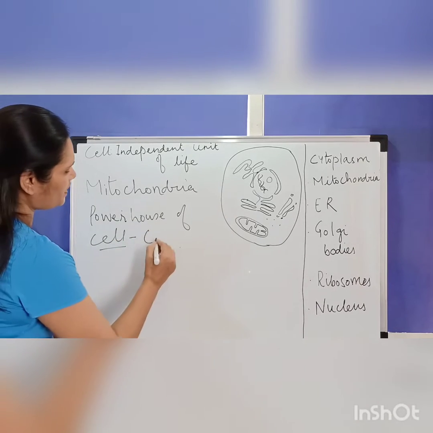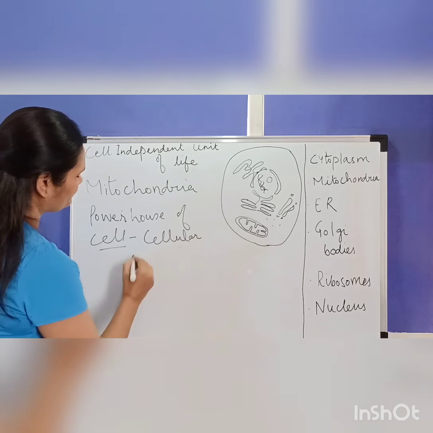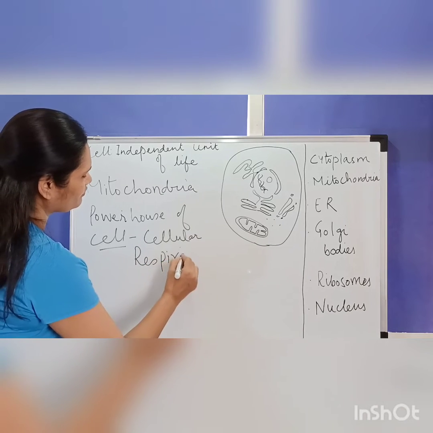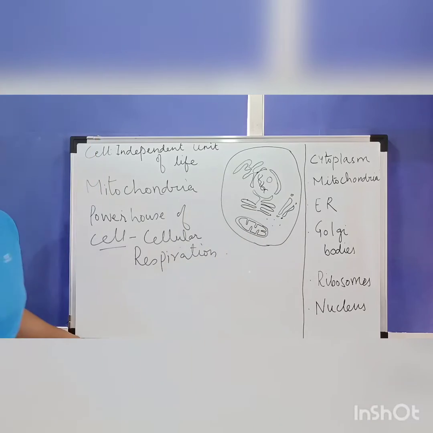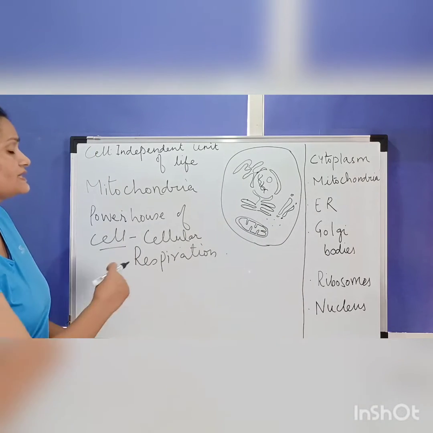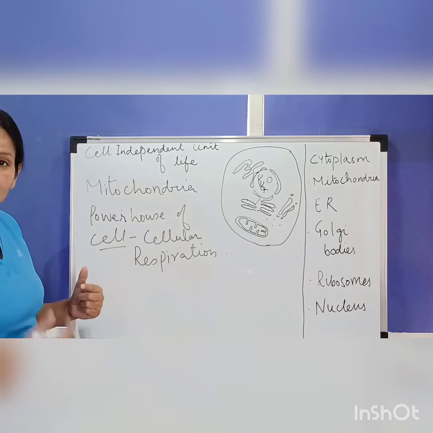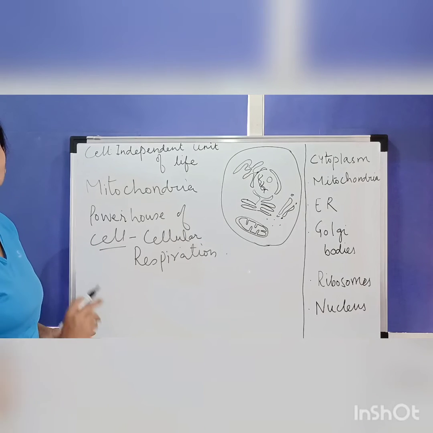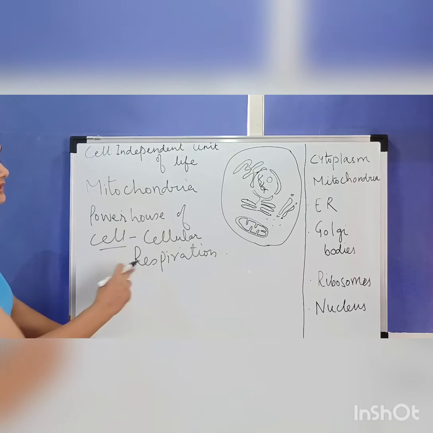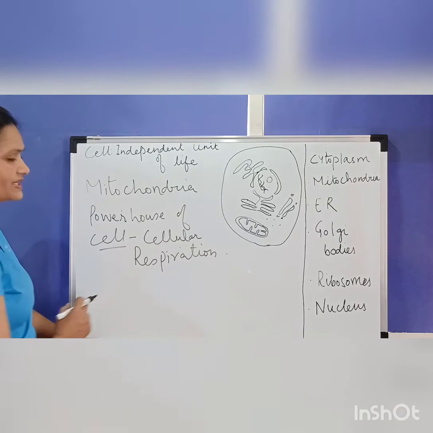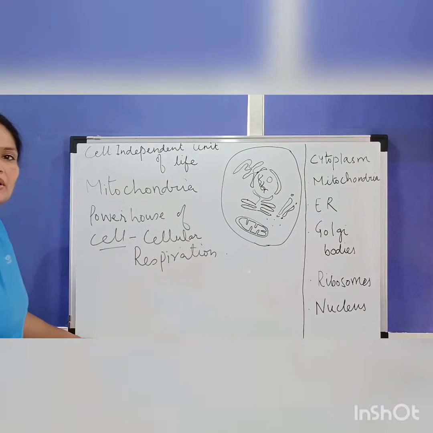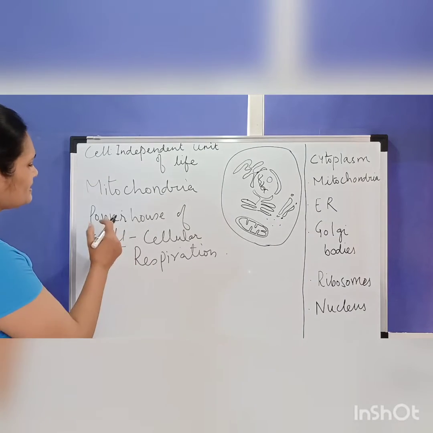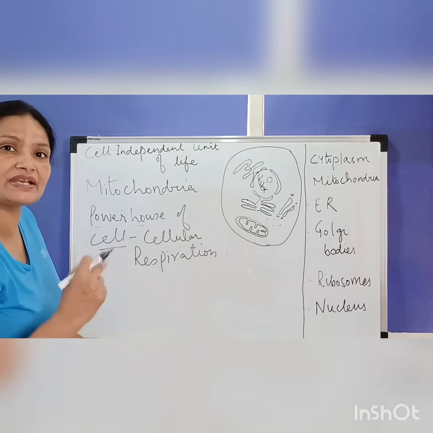Because this is the place for cellular respiration. In cellular respiration, what happens in the mitochondria is that the oxygen which we inhale is used to oxidize the carbohydrate and the fat molecules, right? And after oxidation of these carbohydrate and fat molecules, whatever energy is produced, that is the reason it is called the powerhouse of the cell, because energy is produced here.